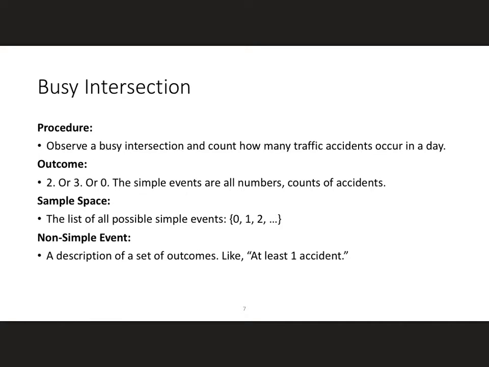The sample space would be the list of all possible simple events. So 0, 1, 2, 3, 4, and so on. A non-simple event would be a description of a set of outcomes, like at least one accident, because then you're saying 1, 2, 3, 4, and so on.